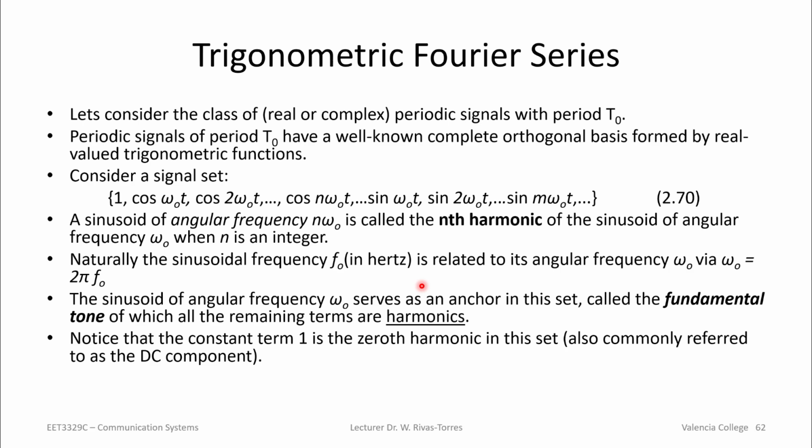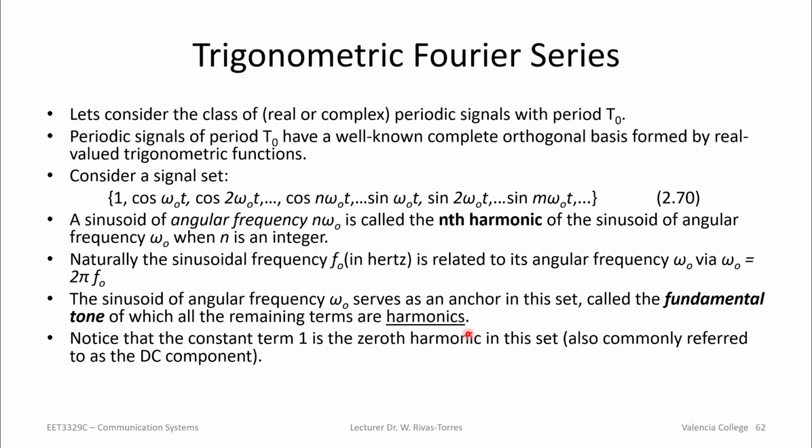Now let's talk about the trigonometric Fourier series. Let's consider real or complex periodic signals with some period T0. The basis signals that we are going to use here are trigonometric signals. We're going to use sines and cosines. So we're going to end up with basis signals that have some kind of constant, and then cosines, and they are going to be a function of this n value, and the same thing with the sine function.